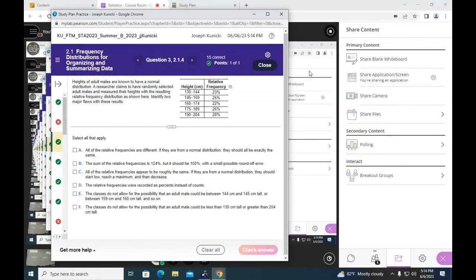So it's greater than 100. See, some of it is 124, but it should be 100. And with a small possible round off here, it could be slightly less or more, but that's too much more. So, okay. So what else is wrong?